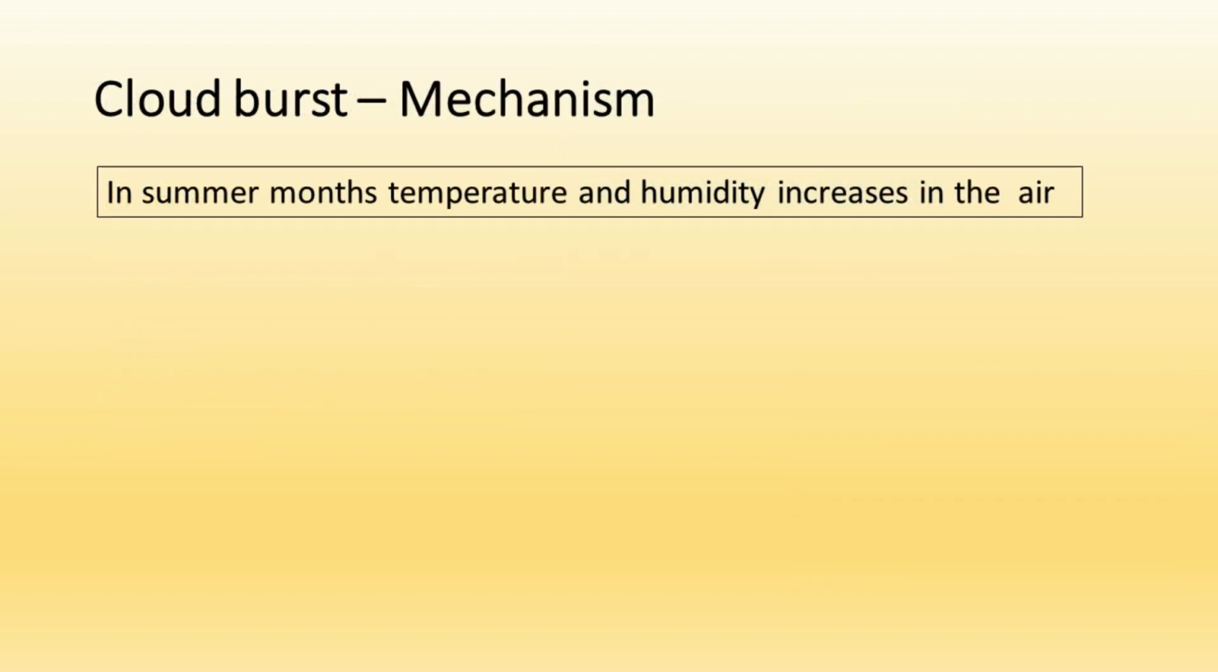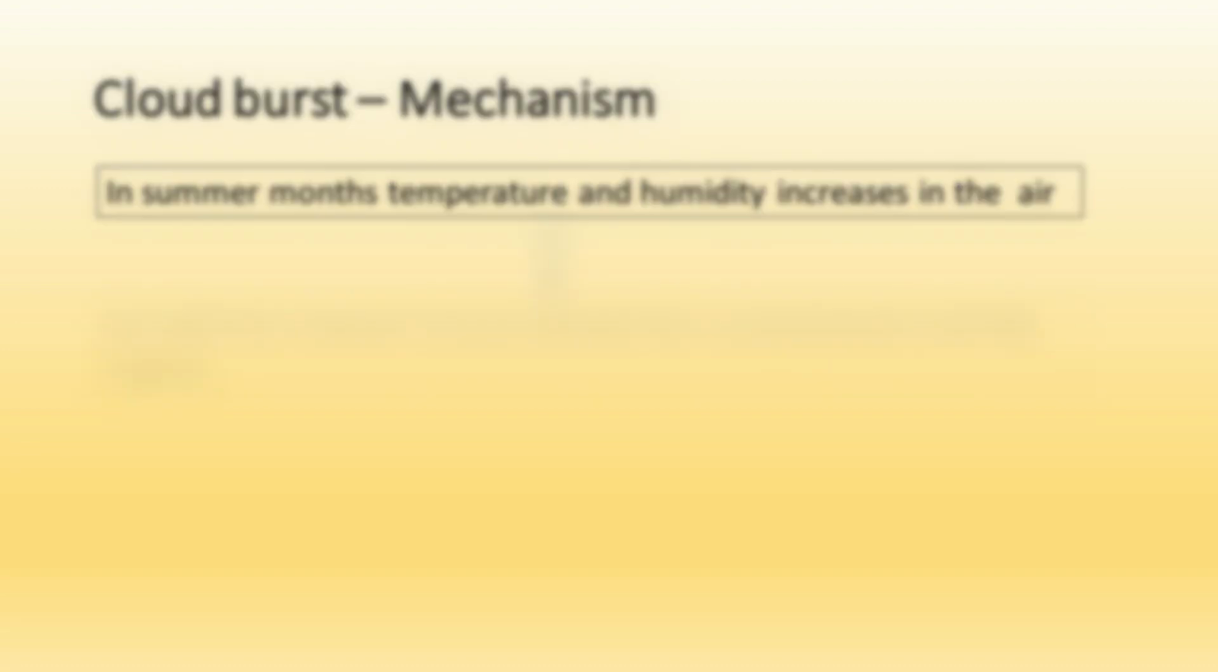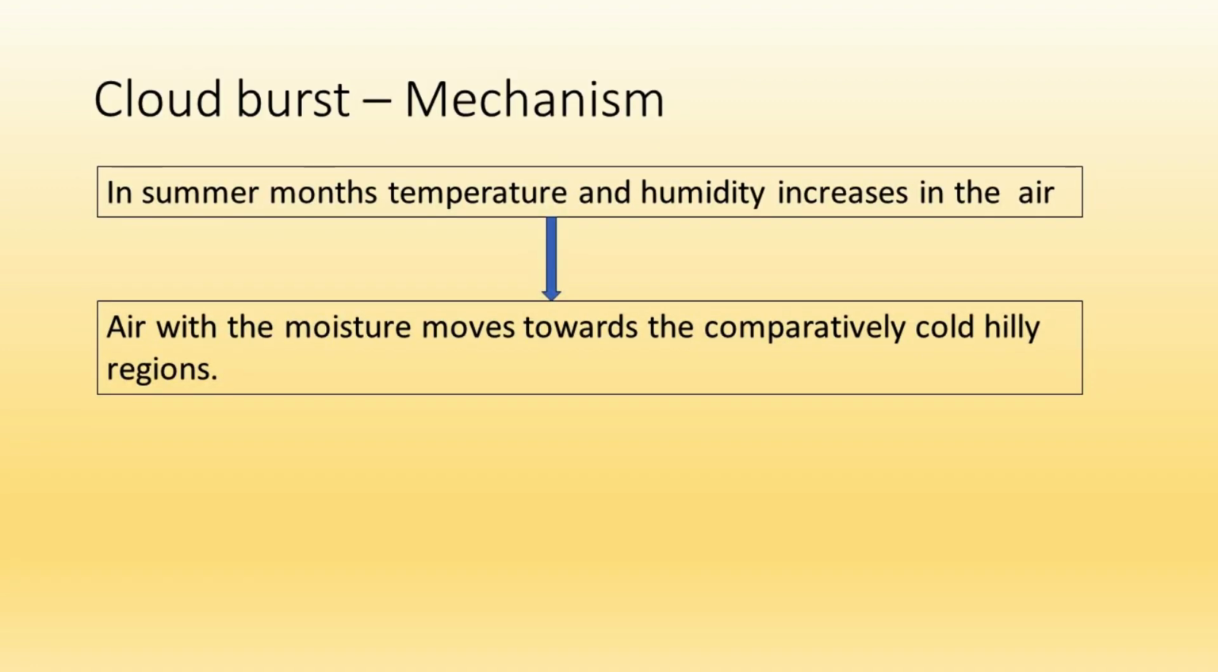Mechanism of cloudburst. June, July, August are summer months in the northern hemisphere. Temperature is high and humidity increases. Humidity is the amount of water vapor in the air. When it is high, we call it moisture. Now the moisture-carrying air moves towards hilly regions where the temperature is comparatively low.